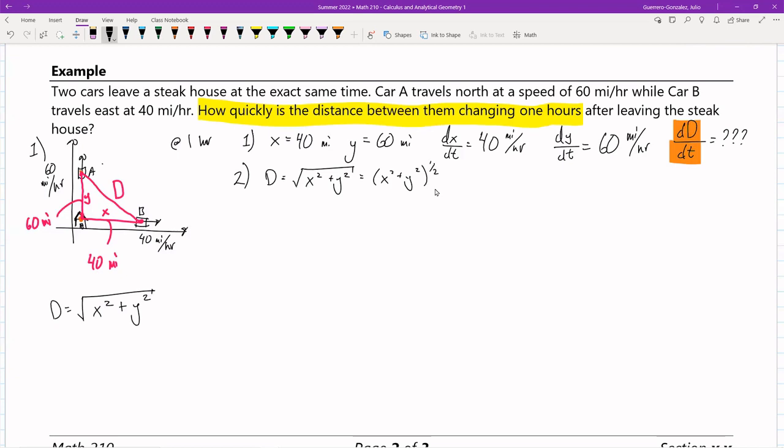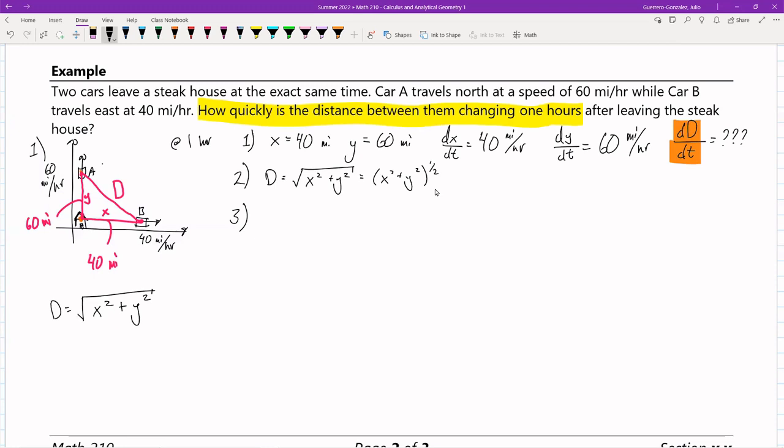Okay, here comes step 3. Step 3 says do the implicit differentiation of everything with respect to time. I know you guys hated implicit differentiation when you were doing it as a section. Now we're going to actually do it with respect to a scenario here, but the work is still the same.